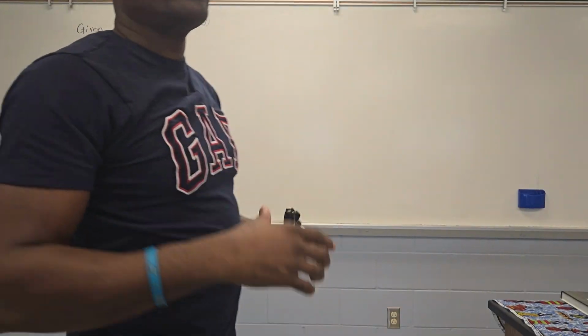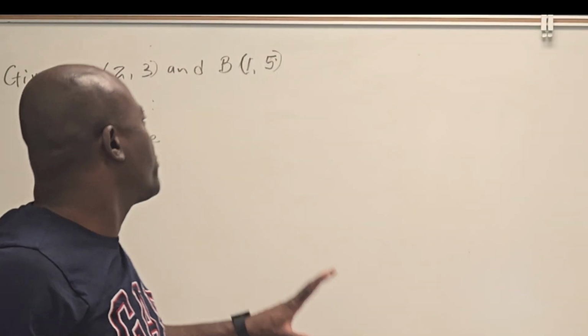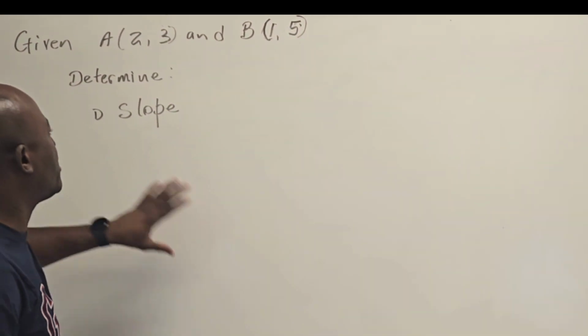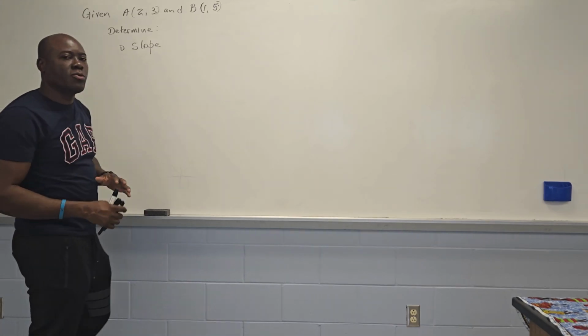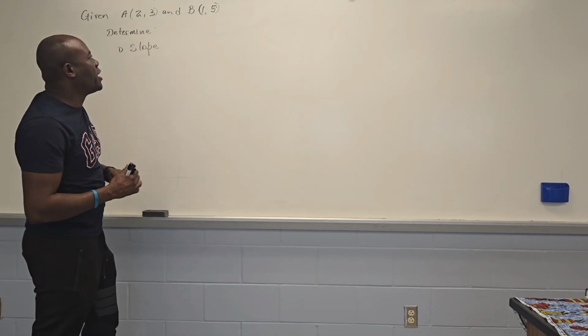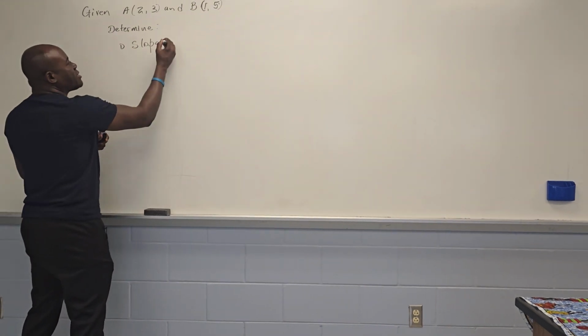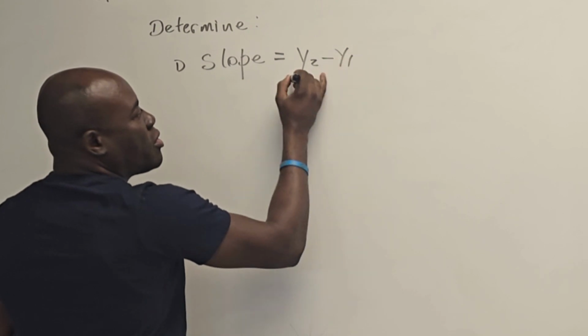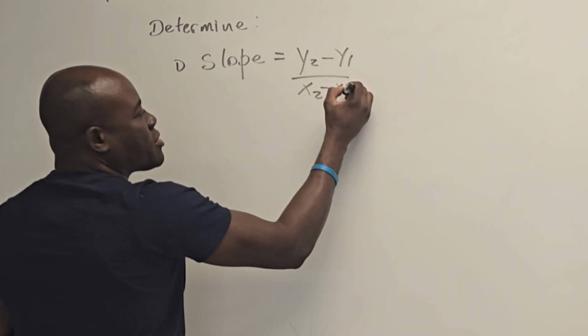So what we want to do in this lesson is that, given 2 points, we want to use these 2 points and find a number of things. The first thing we want to do is to find the slope of this line. So remember that there's a formula that suggests that we can find the slope of the line by saying y2 minus y1 over x2 minus x1.